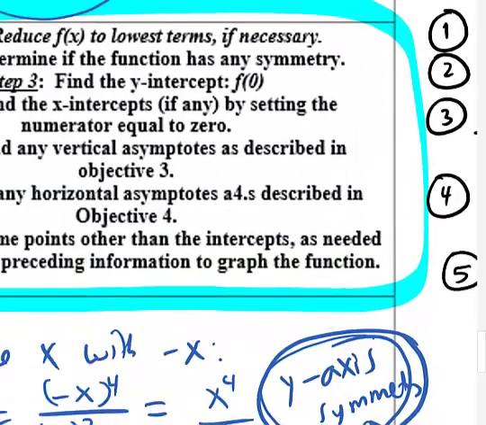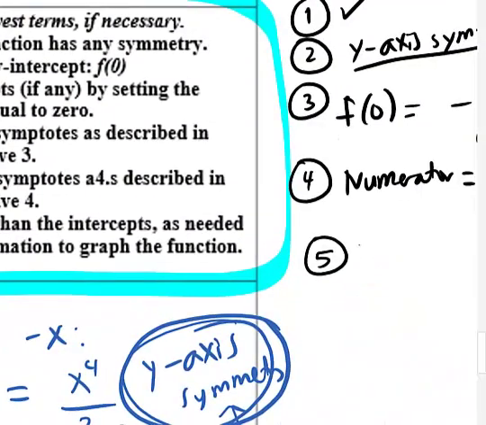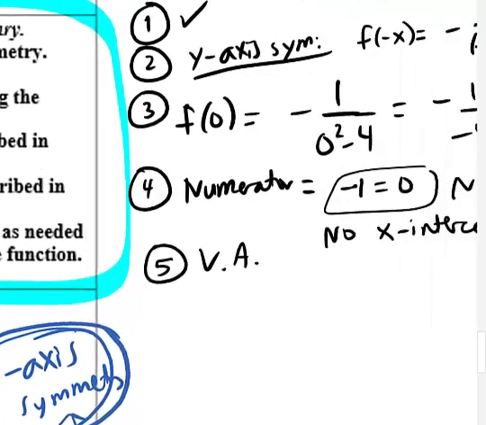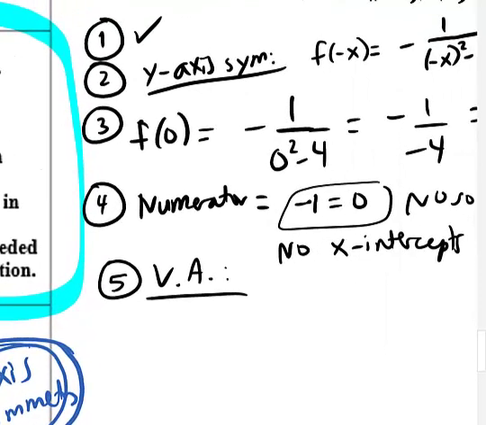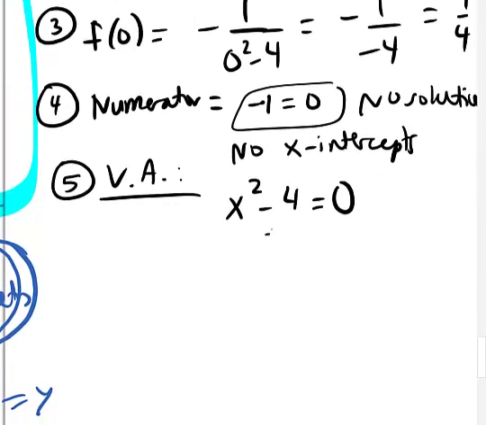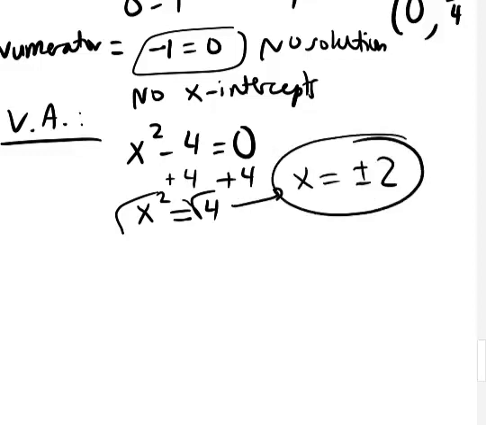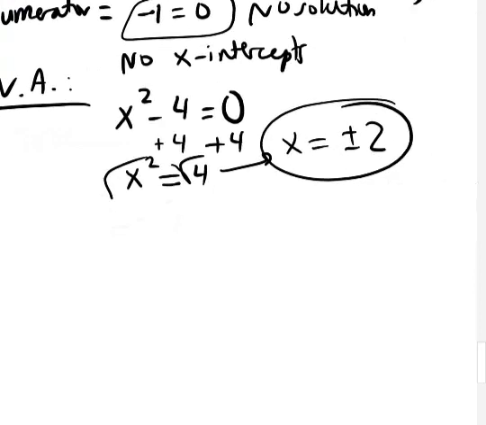And then step 5, I think, was the vertical asymptotes. Let's find the vertical asymptotes. We outlined that in the previous objective. That's where I set the denominator equal to 0 and solve for x. You can either factor it or just isolate x. I'm going to move the 4 over, and I'll square root both sides. But I can't forget to put a plus or minus when I do that. So plus or minus 2 is where the vertical asymptotes are.